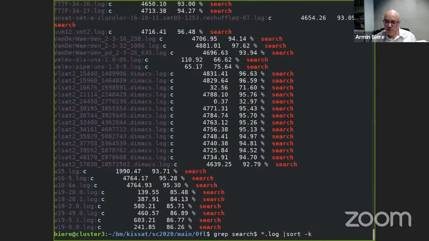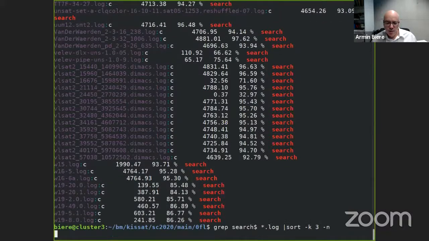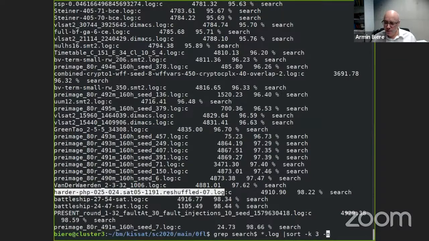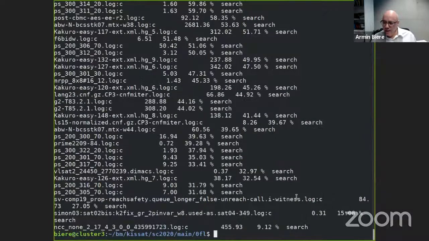If I sort this, for instance, as you asked, and I regularly do this, you see some of them are bad, so I would need to check why one is spending 89%. No, sorry, this is search. Yeah, this is good. I want to say the opposite, so I do reverse. Here's one where it's the opposite: search is only 9%, 15%, 23%.